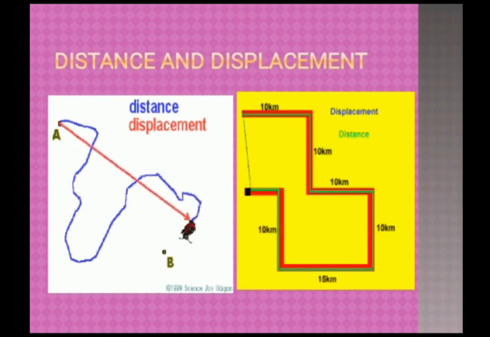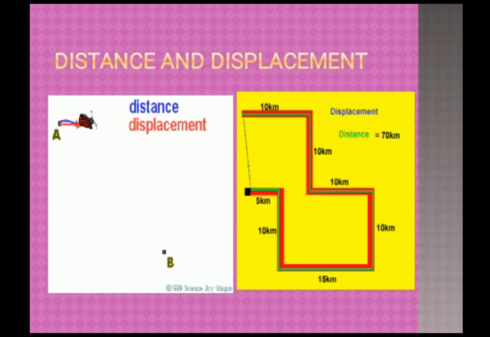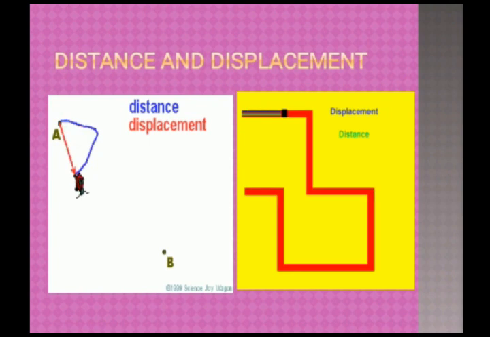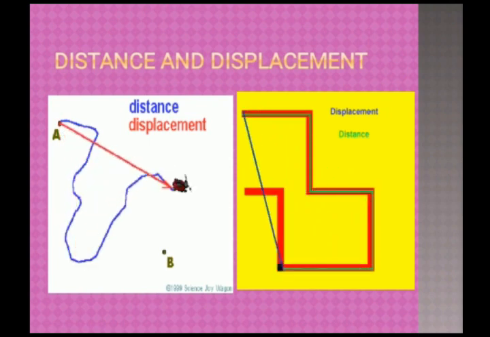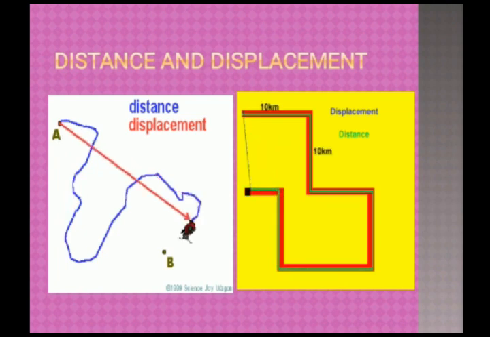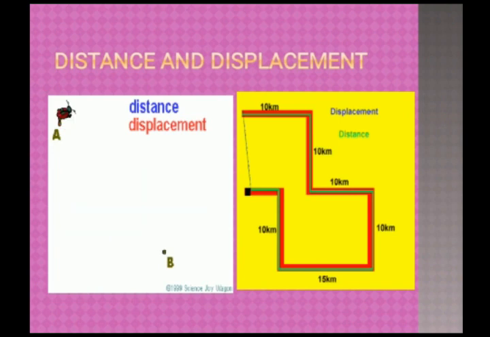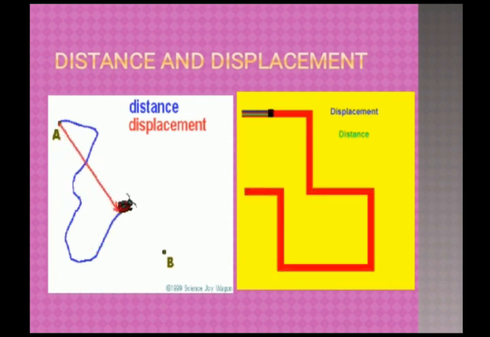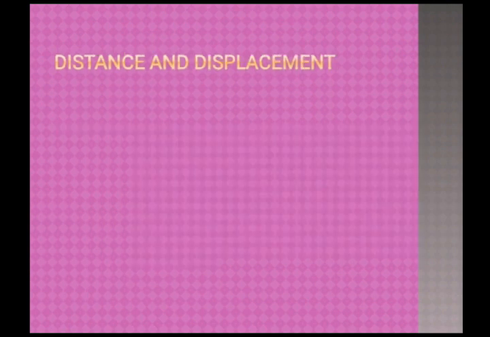We could conclude that when an object travels from one place to another, it will reach faster if it travels along the straight line path. The straight line path is the shortest distance between two points. Now we will see about distance and displacement.